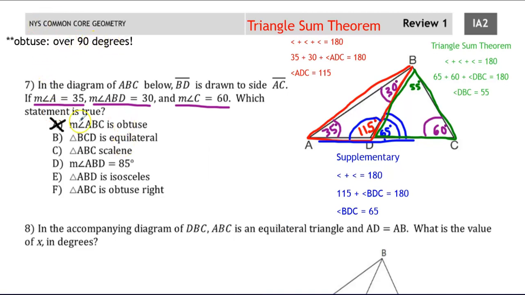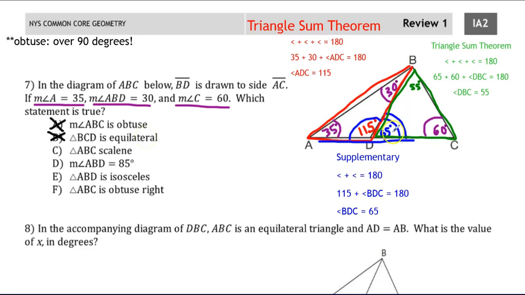There's the note there. So the next one says triangle BCD is equilateral. From B to C to D, it looks like this triangle has angles 55, 60, and 65. That doesn't match with equilateral, because if the triangle were equilateral, then it would be equiangular, with the same angles.